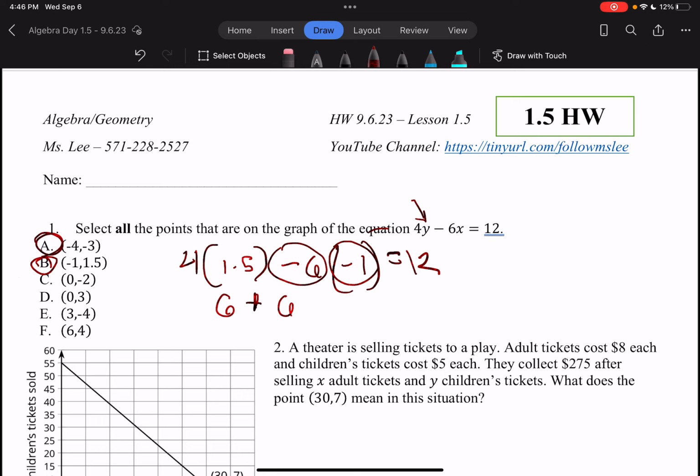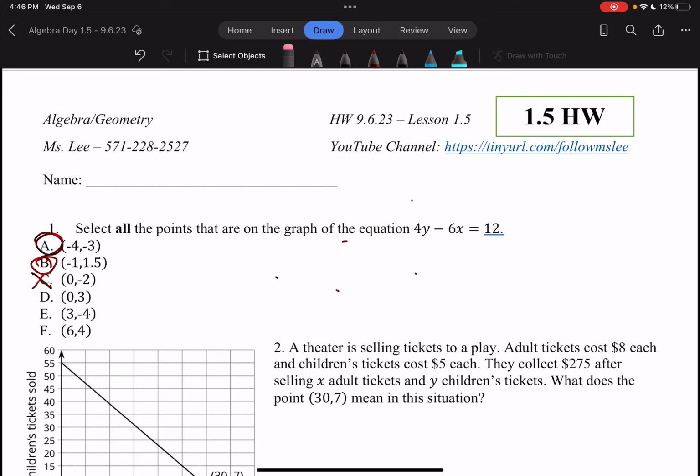Let's try letter C. Maybe I can make this easier on myself and only erase some parts of it. If we plug in negative 2 for y and 0 for x, we get negative 8. Okay, and then we get negative 8 minus 0, so C does not work, because that is not going to give us an answer of 12.